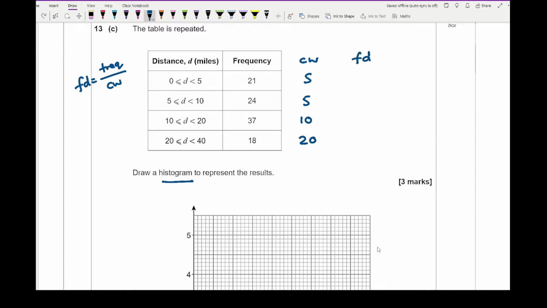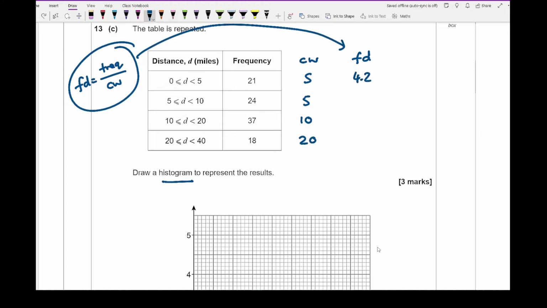Then from this, I can work out the frequency density using this formula. So I'm going to do 21 divided by 5, which is 4.2. 24 divided by 5, which is 4.8. 37 divided by 10, which is 3.7. And 18 divided by 20, which is 0.9. So all I then need to do is plot this along the x-axis, or the horizontal axis, against these values here.